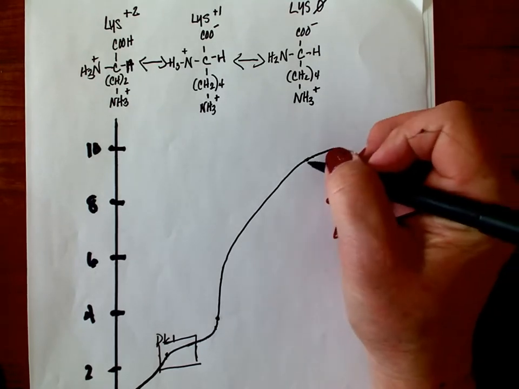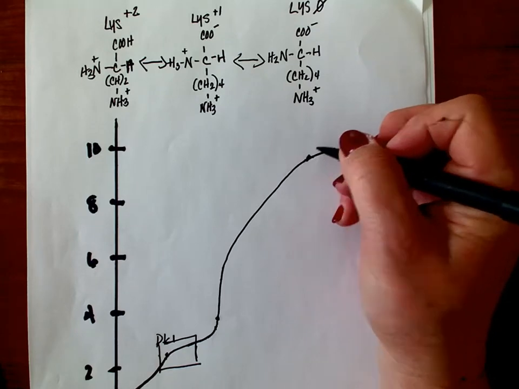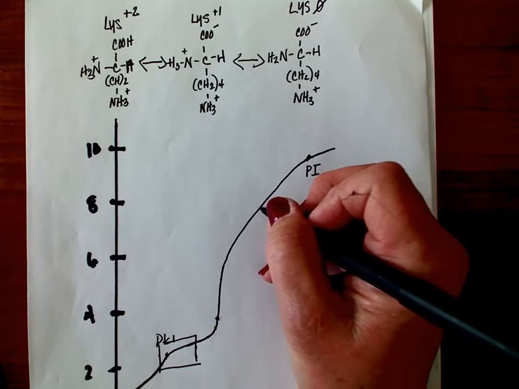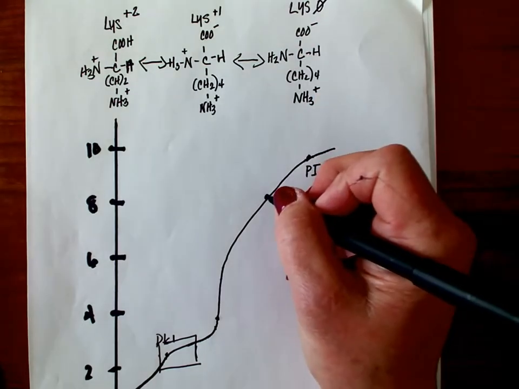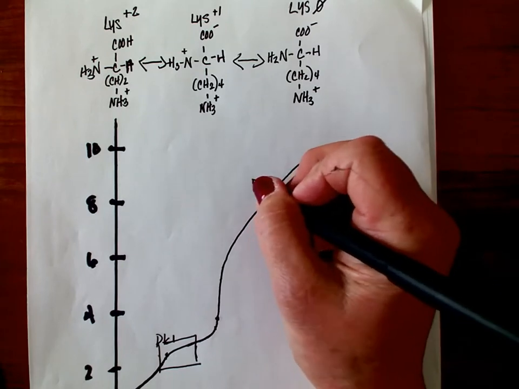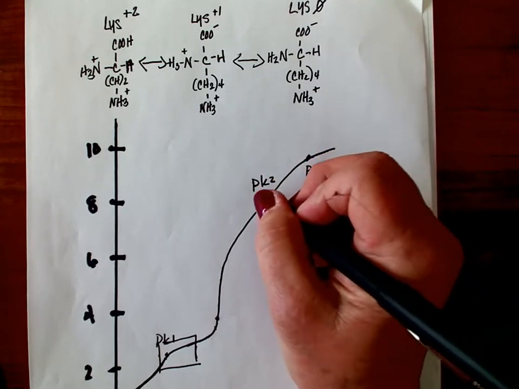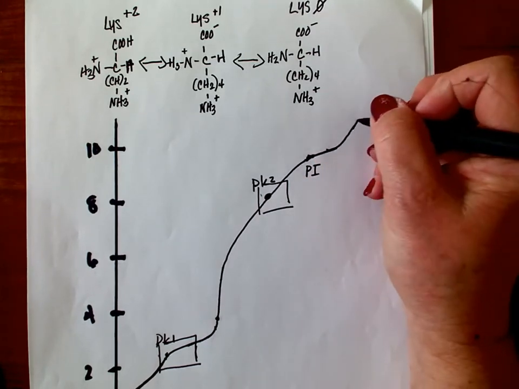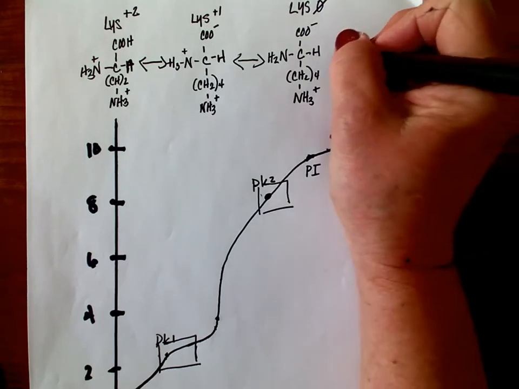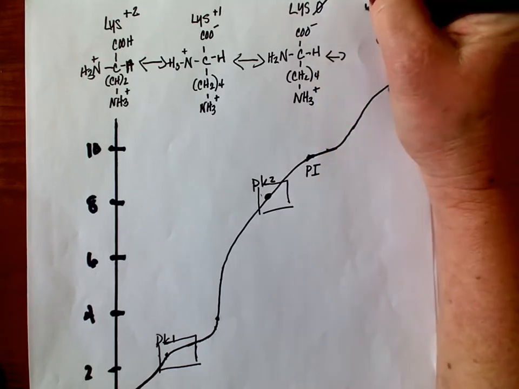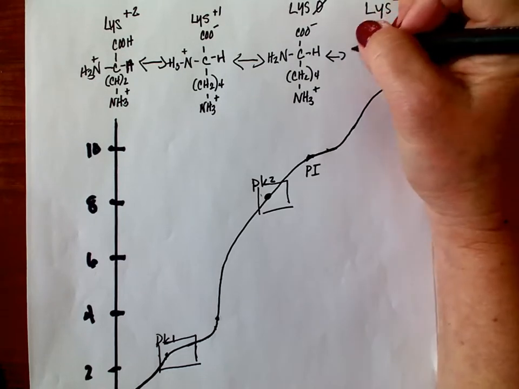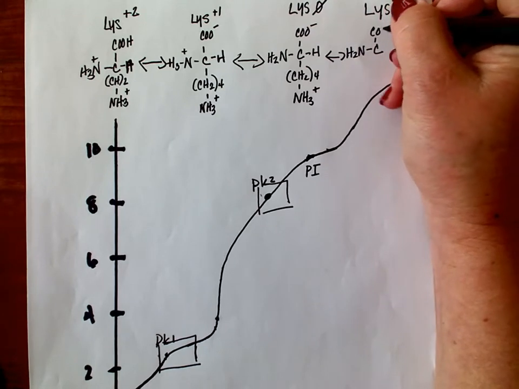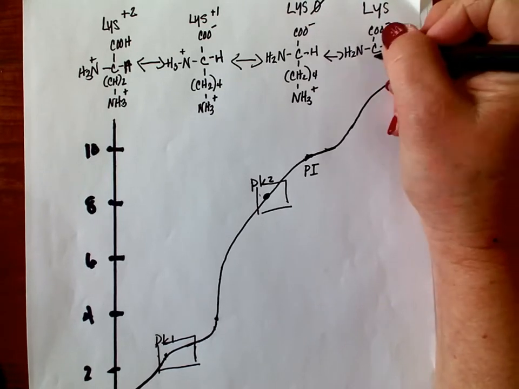So this is the pI, and I should flatten this out a little more in between here, and this is of course not to scale. We have our second pK, and then we'll go up a little bit more, where we'll flatten out again, and the last charge state for lysine is a -1. So we're also going to deprotonate the amino group in the side chain.